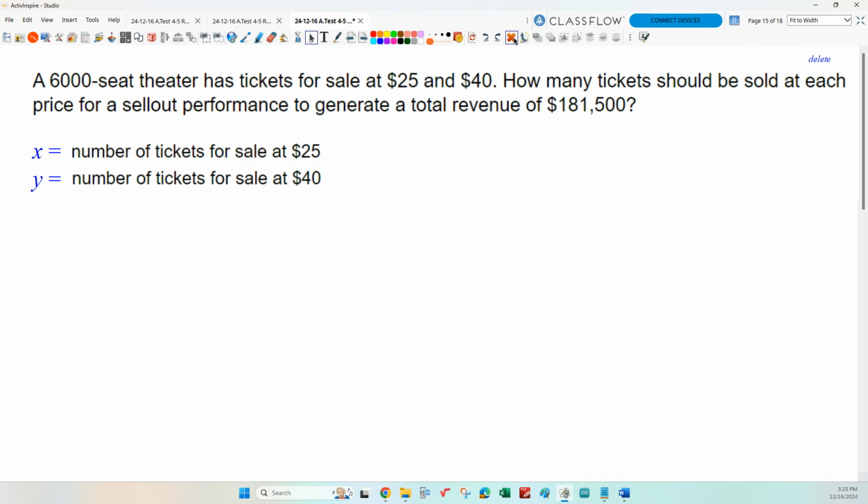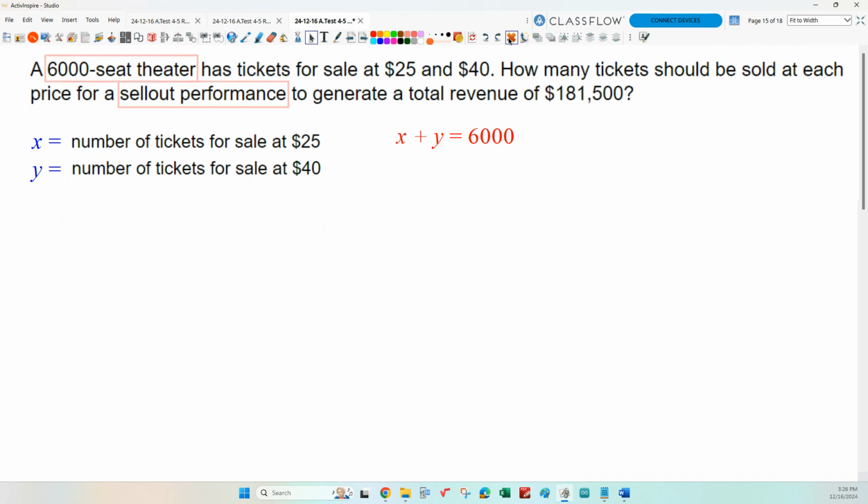Is there a simple X plus Y equals equation here? If X is the number of cheap tickets and Y is the number of expensive tickets, how many total tickets are we supposed to sell? Oh, there it is, right? So there's my X plus Y equals equation right there. It's a sellout performance and it's a 6,000 seat theater, so we know we're selling 6,000 total tickets.